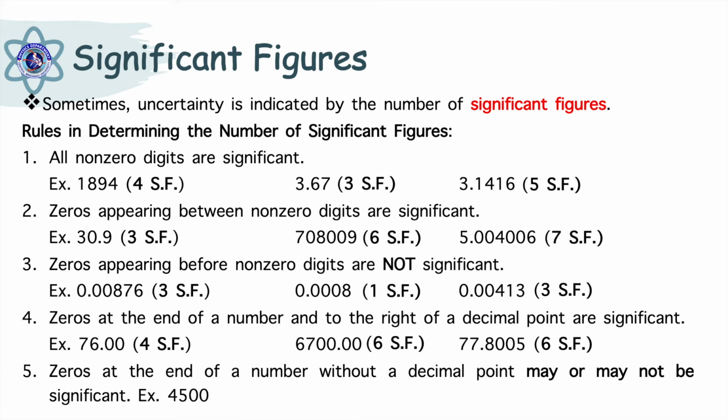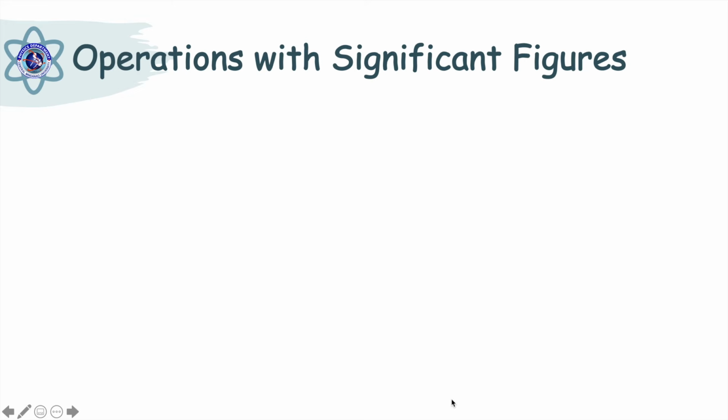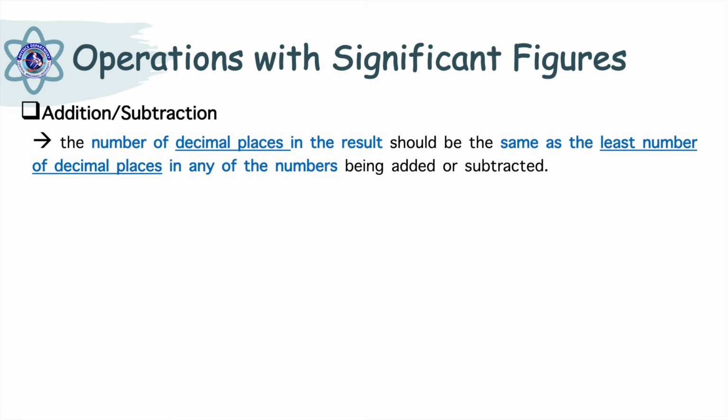So for example, there are two answers here. Might be two or four significant figures. So there are also rules in operations with significant figures. For addition and subtraction, the number of decimal places in the result should be the same as the least number of decimal places in any of the numbers being added or subtracted.